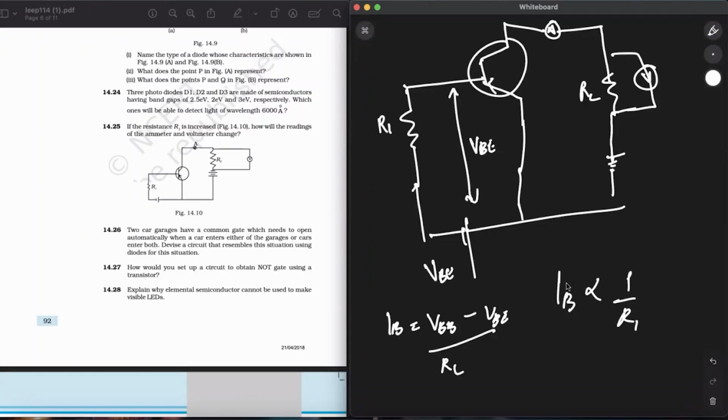Now the current in the ammeter is the collector current IC. IC equals beta times IB. IB is decreased, so IC is also decreased. And the reading of the voltmeter and the ammeter is also decreased in this case.